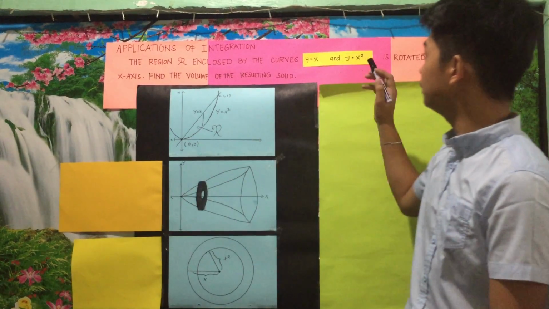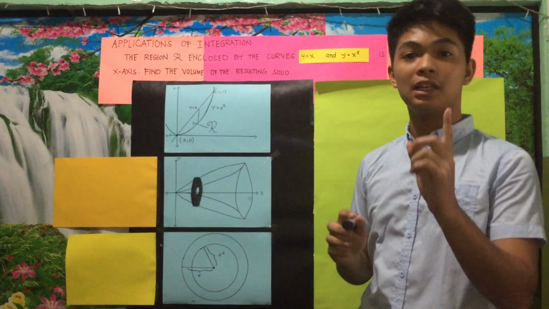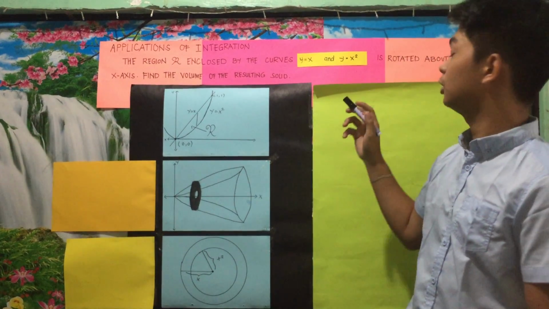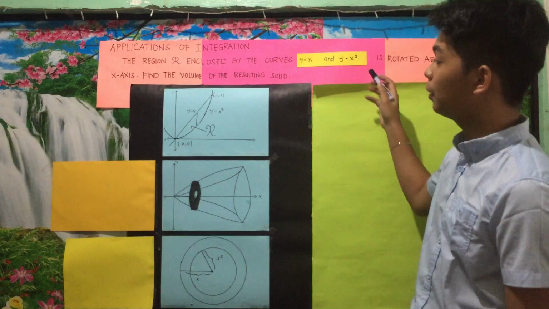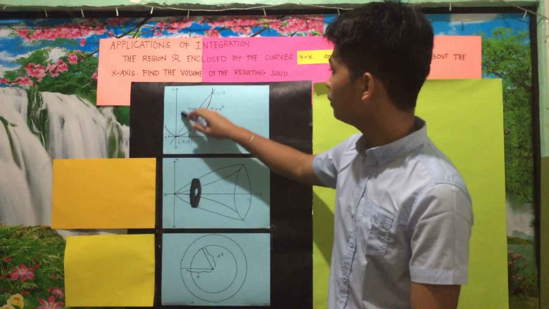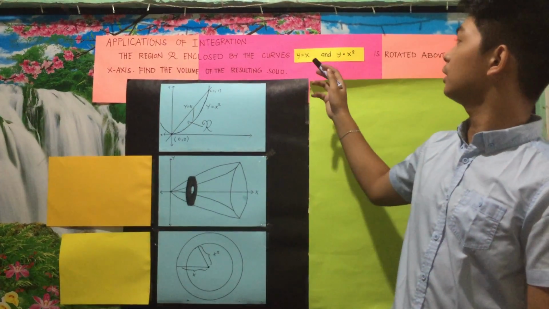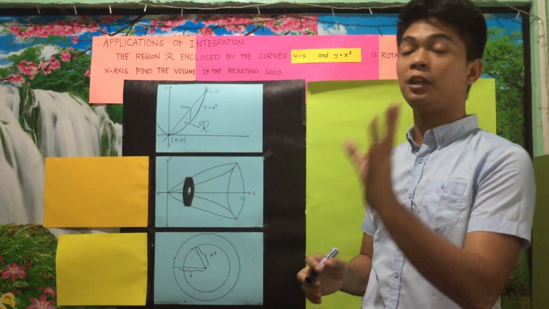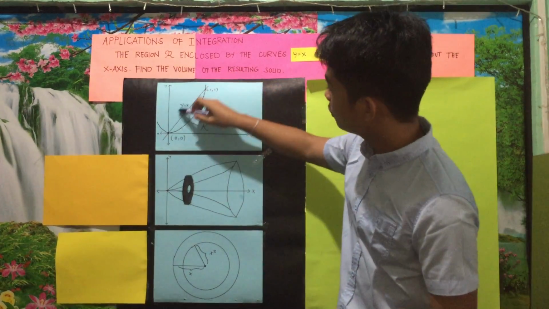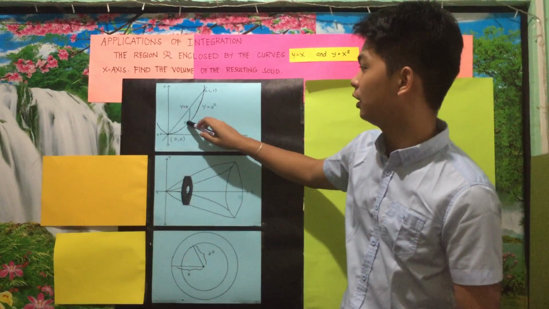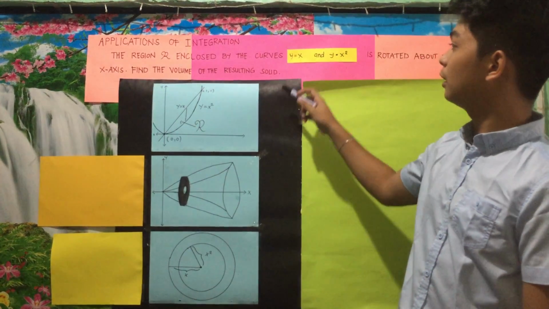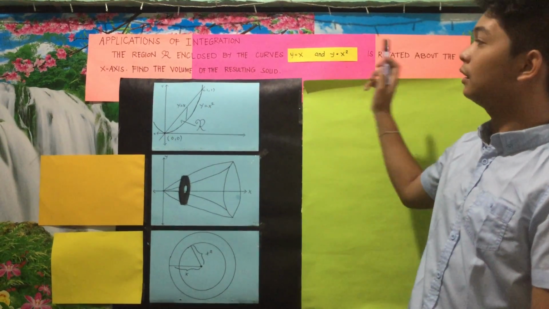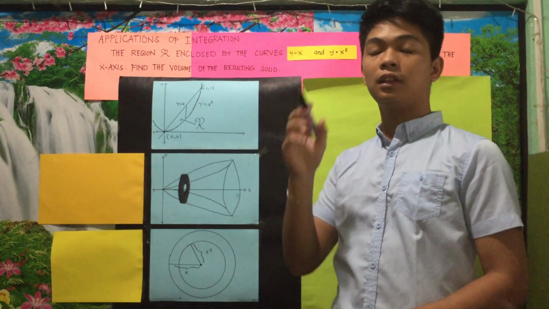By plotting the given curves, y equals x, which is a line, and y equals x squared, which is a parabola, we will come up with a graph like this. When y equals x and y equals x squared are plotted, we can see an enclosed part, and that will be the region R. And it is said in the problem that it is rotated about the x-axis.